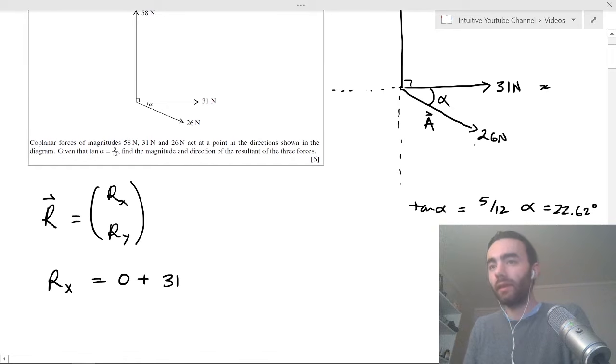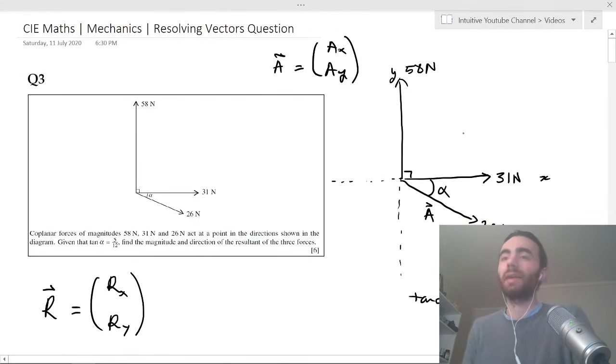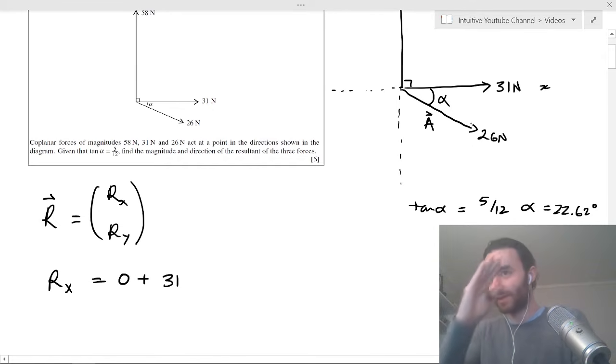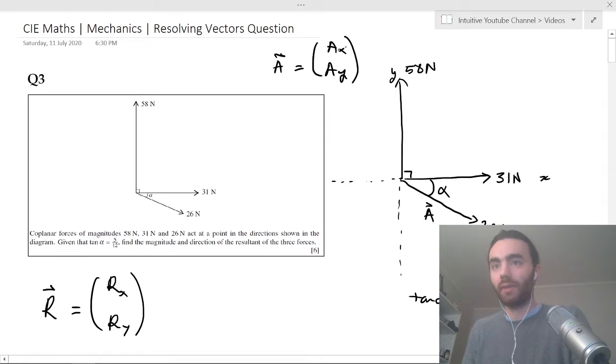And then for this vector, which I called a, just to make things easier, it's going to have an x component and a y component because it acts at some angle. We can find those. This is a sort of right angle triangle, and this is the AY, the y component of our a vector, and this is the x component of our a vector. So the x and the y make this a vector up.